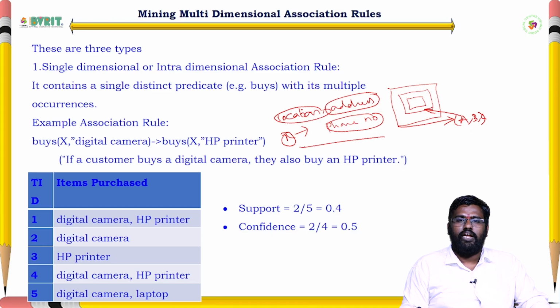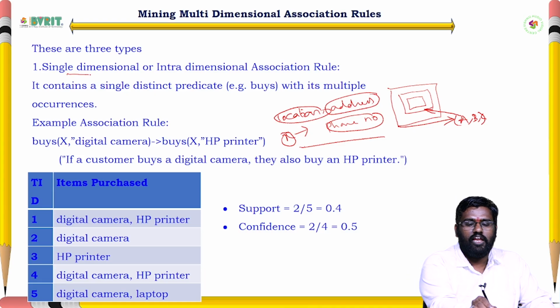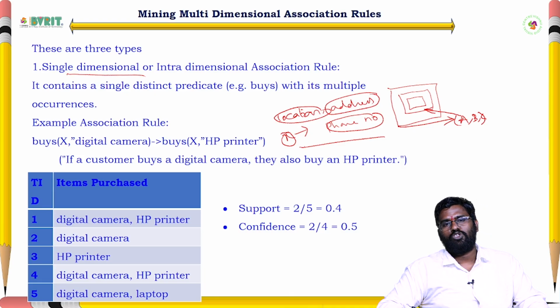Here there are three types of multidimensional association rules. Coming to the first one, the single dimensional or inter-dimensional association rule. A single dimensional association rule contains only one predicate. Here predicate means the condition.